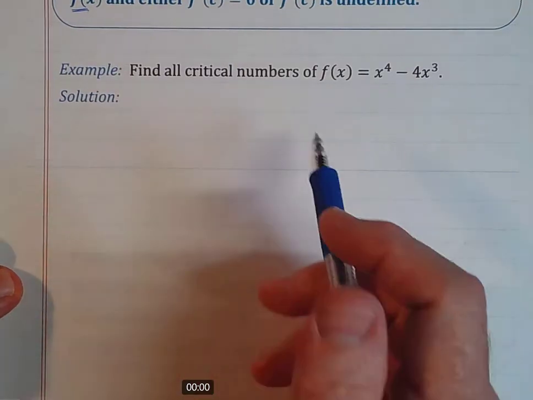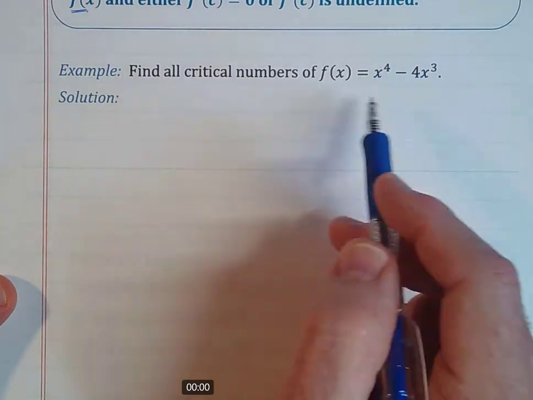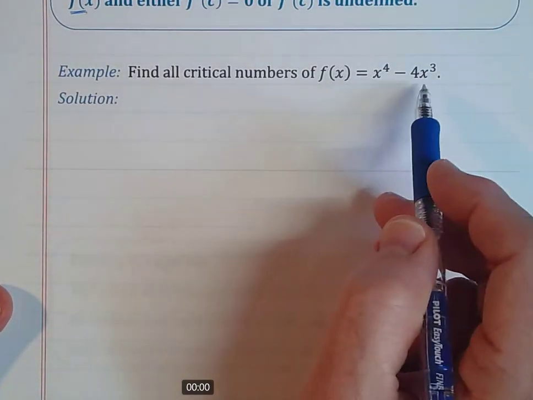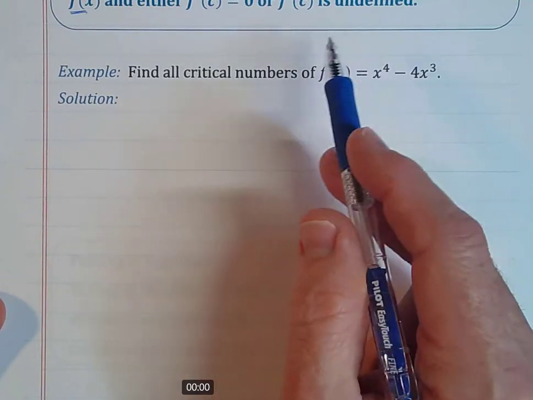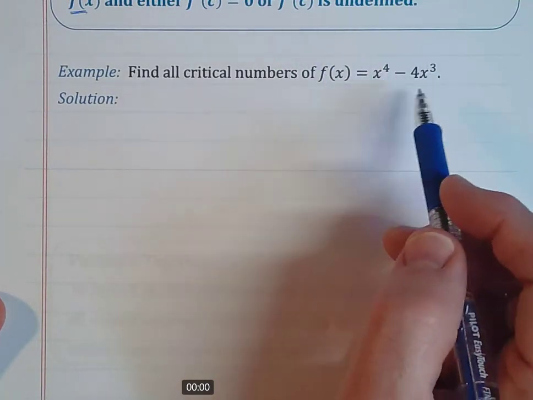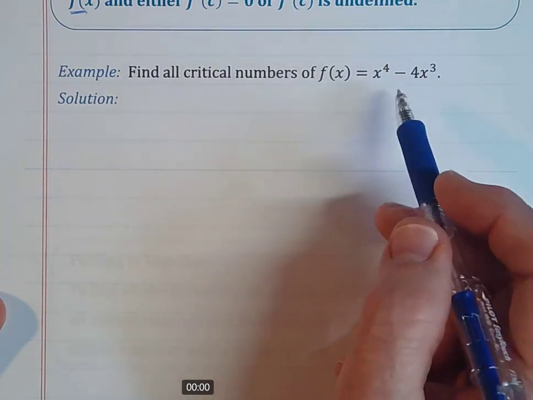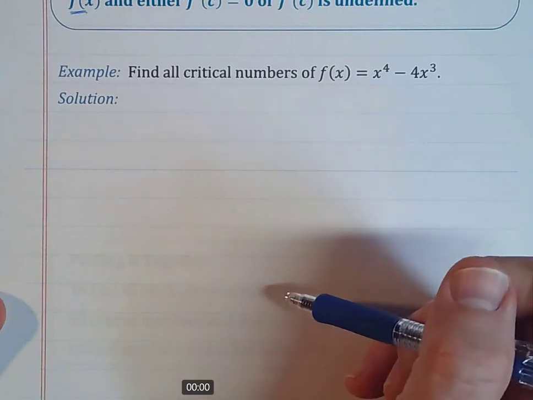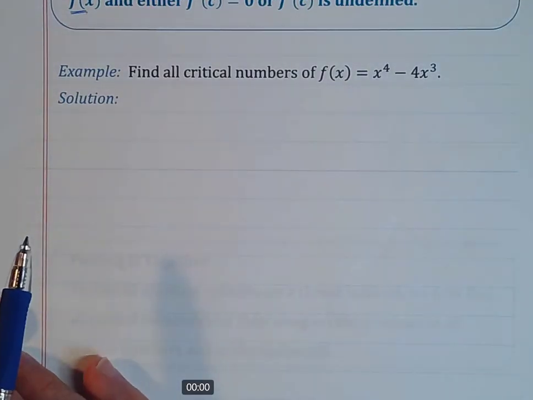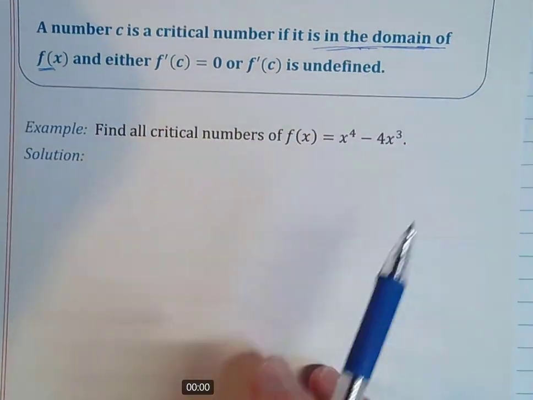We've got an example, f of x equals x to the fourth minus 4x cubed. We want to find all the critical numbers here. I'll first note that this is a nice little polynomial function. There's not going to be any places where f is undefined. In other words, the domain would be negative infinity to positive infinity. So we know that this first condition here is already satisfied.